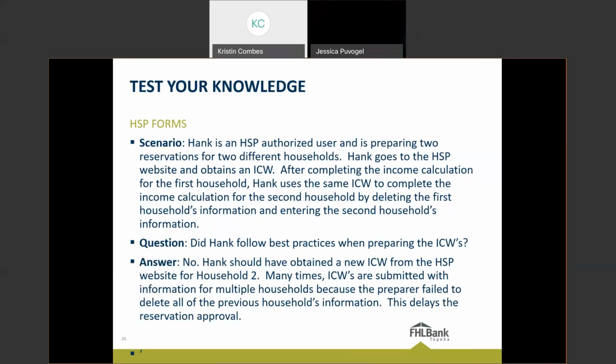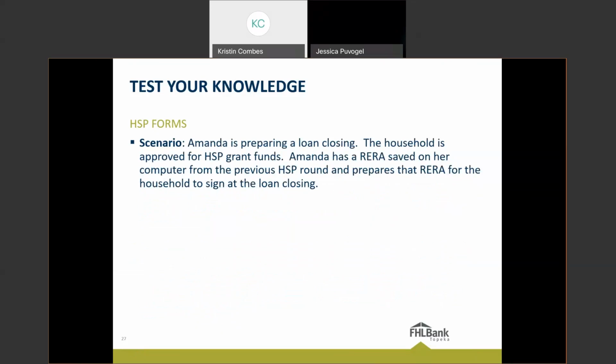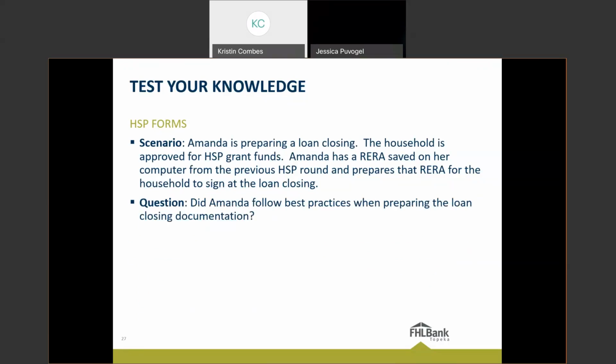Let's take a look at another scenario. Amanda is preparing a loan closing for a household that is approved for HSP grant funds. Amanda has a RERA saved on her computer from the previous HSP round and uses it to prepare a RERA for the household to sign at the loan closing. Did Amanda follow best practices when preparing the loan closing documentation?